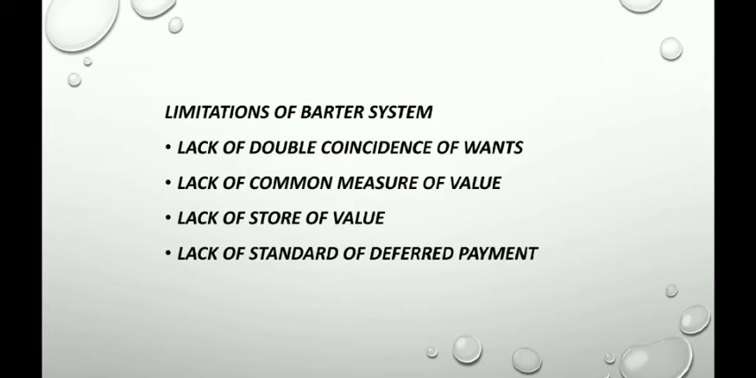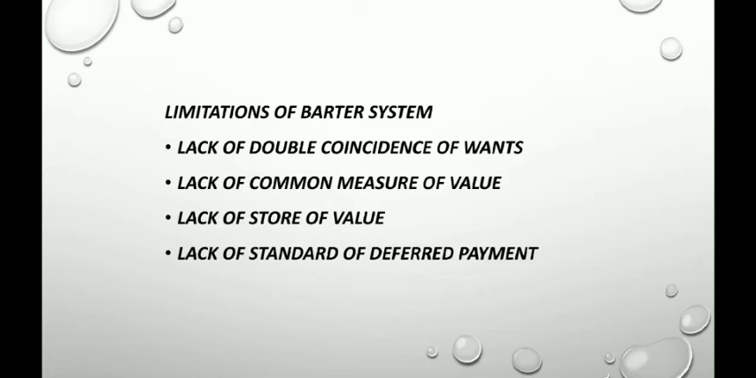For example, A can exchange goods with B only when A has what B wants and B has what A wants. However, such double coincidence is very rare. Lack of common measure of value. In barter system, all commodities are not of equal value and there is no common measure or unit of value of goods and services in which exchange ratios can be expressed.